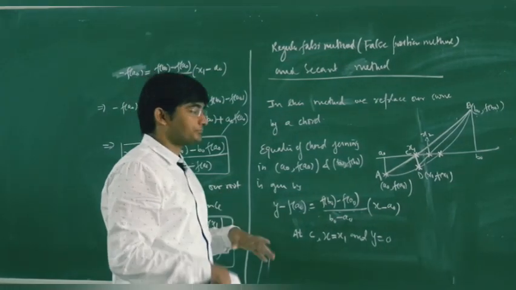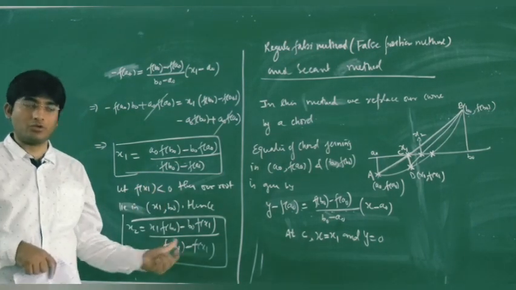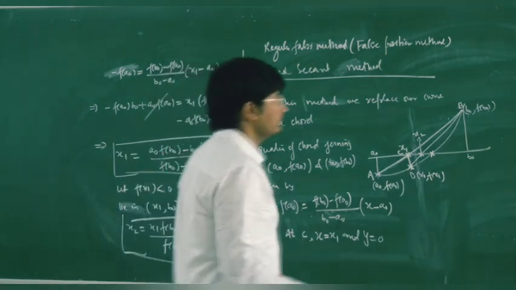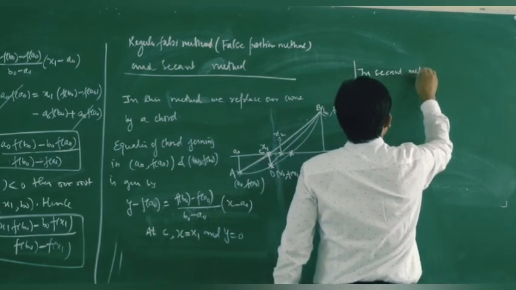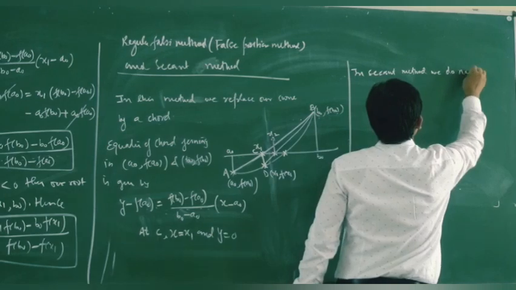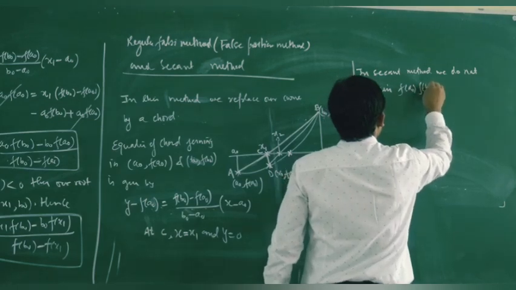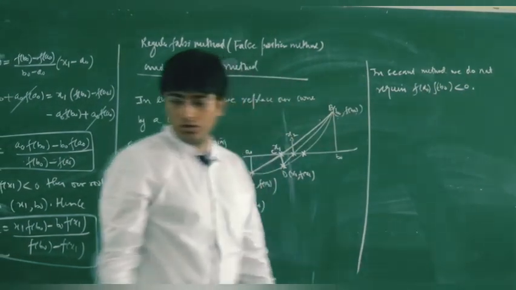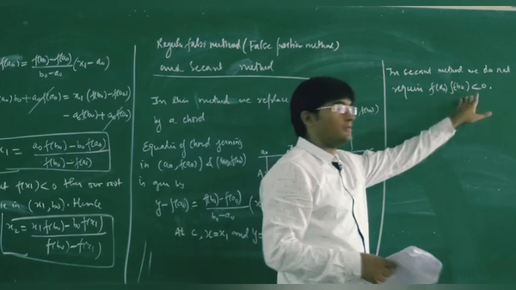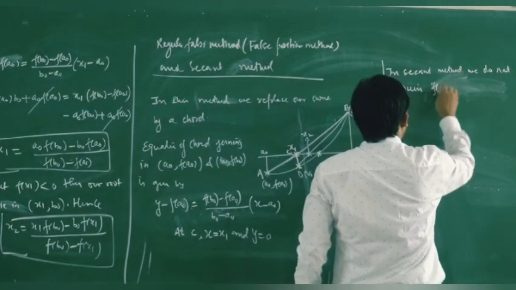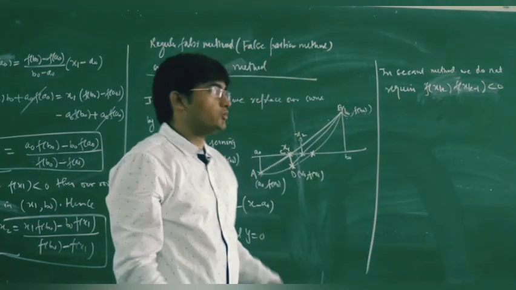Now what about the second method? In the second method, we do not require this condition f(a) into f(b) less than 0. So in the second method we do not require this f(a0) into f(b0) less than 0. Initially we will guess the interval, but after that we do not require this interval condition, say f(xk) into f(xk minus 1) less than 0. So after that we do not require this condition.